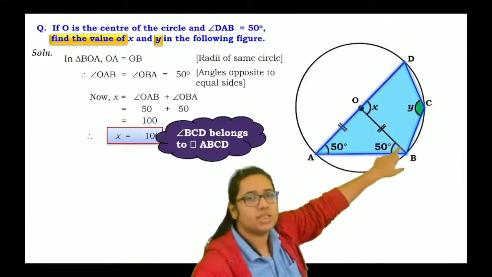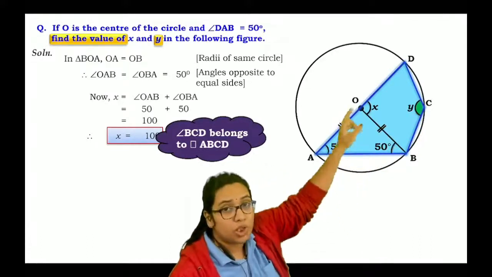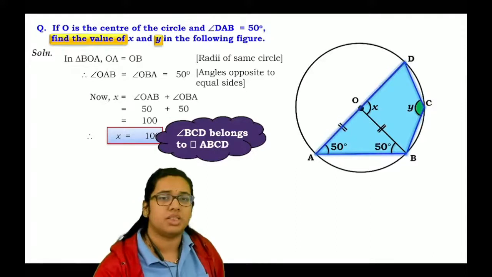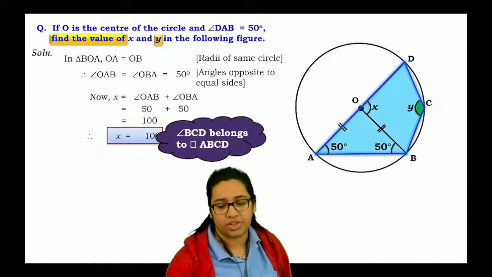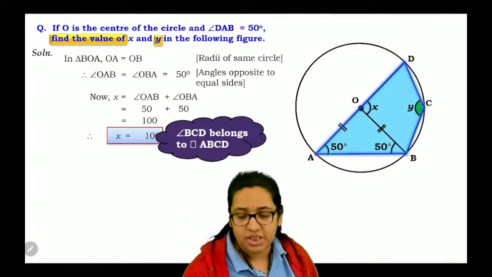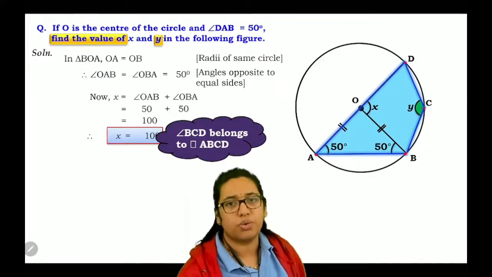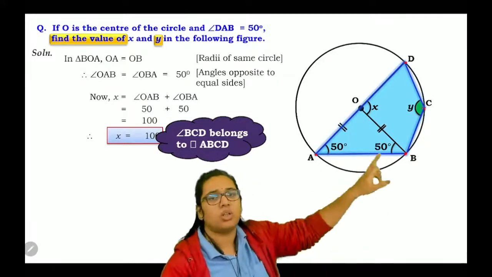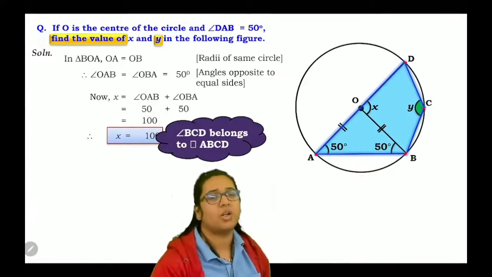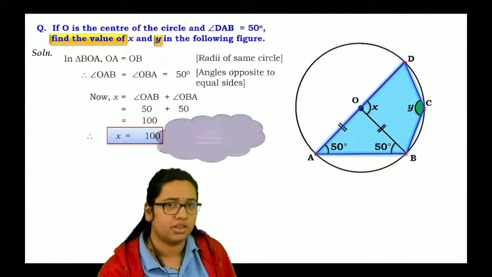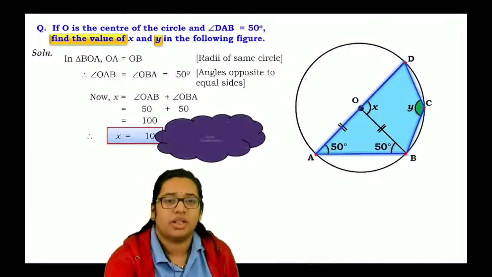This angle BCD belongs to the quadrilateral ABCD. So ABCD is such a quadrilateral in which all four vertices are on the circle. Are you getting this one clear? So we can use the cyclic quadrilateral property.